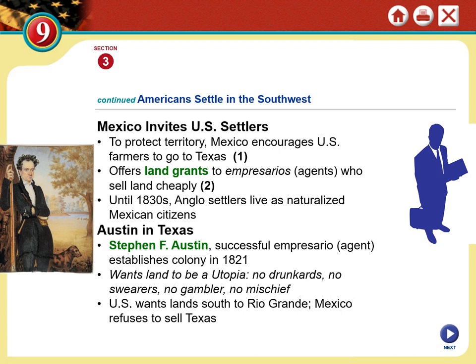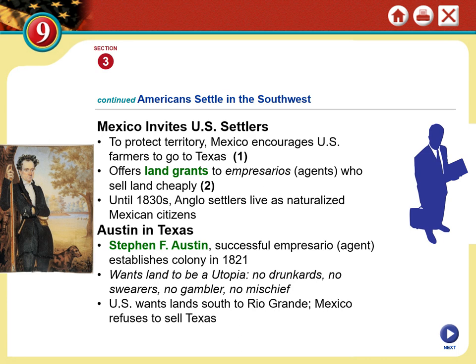Now, to protect Mexico's territory, they encouraged American farmers to go to Texas. The Mexican government would offer land grants to agents. They used the word impresario. These agents would take the land granted to them. It would be their responsibility to sell this land cheaply to American settlers. There was a condition to this arrangement.